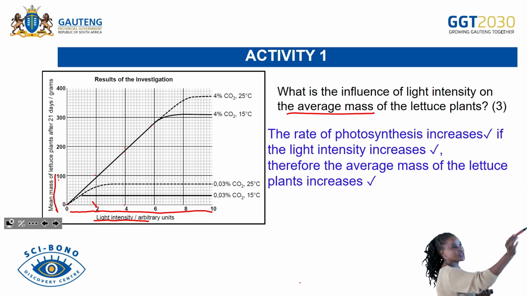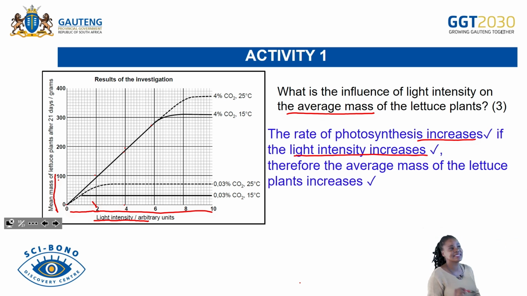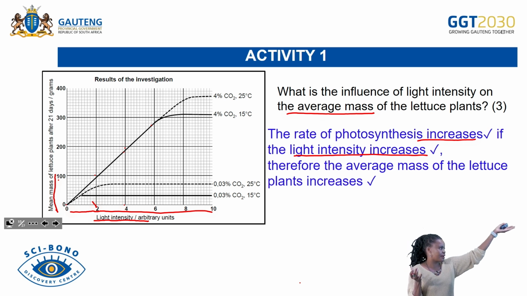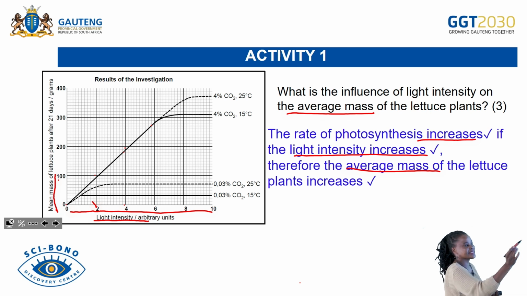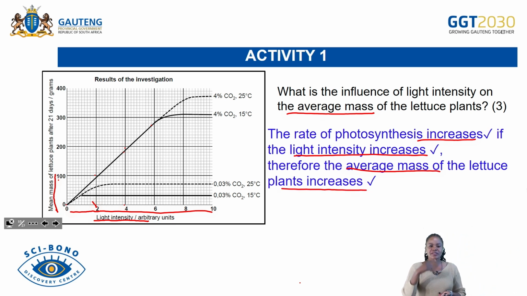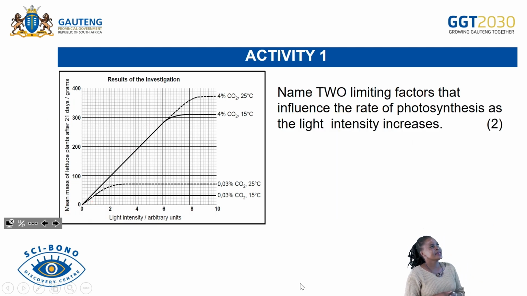So the rate of photosynthesis increases as the light intensity increases. So remember that the mass of lettuce indicates the rate of photosynthesis. So therefore the rate of mass of lettuce also increases. So it means that as light intensity increases, the rate of photosynthesis increases. Very good. The second question, name 2 limiting factors that influence the rate of photosynthesis as the light intensity increases.